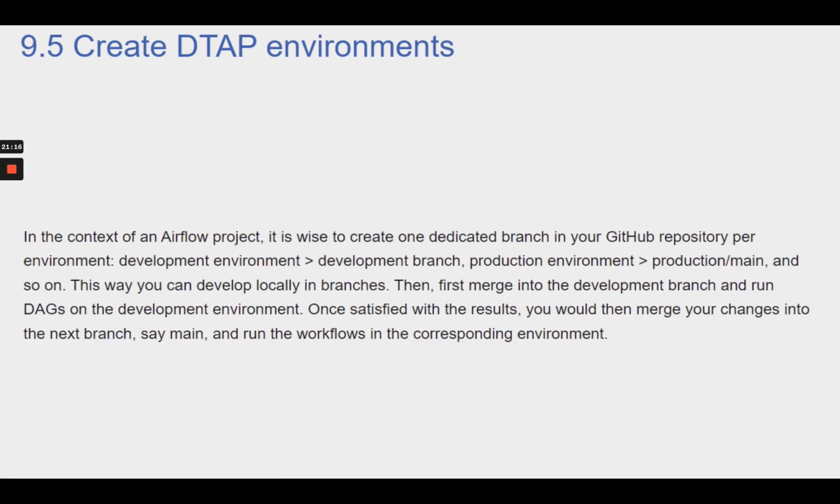In the context of an Airflow project, it is wise to create one dedicated branch in your GitHub repository per environment: development environment, development branch, production environment, production, main, and so on. This way, you can develop locally in branches. Then, first merge into the development branch and run DAGs on the development environment. Once satisfied with the results, you would then merge your changes into the next branch, say main, and run the workflows in the corresponding environment.